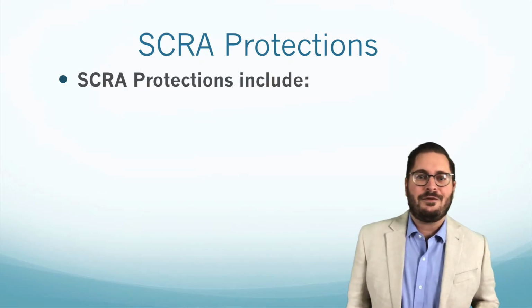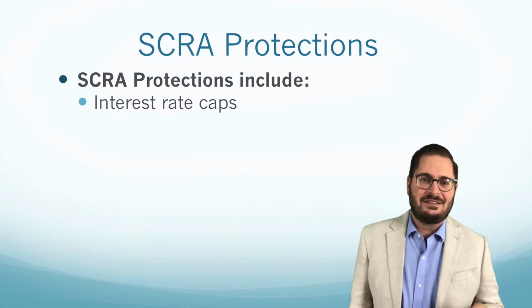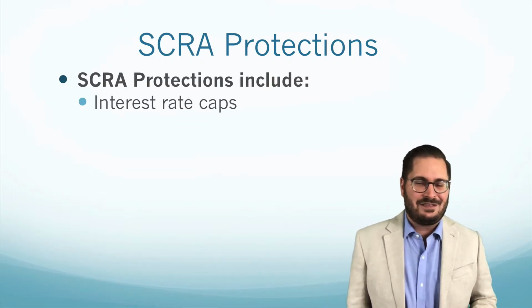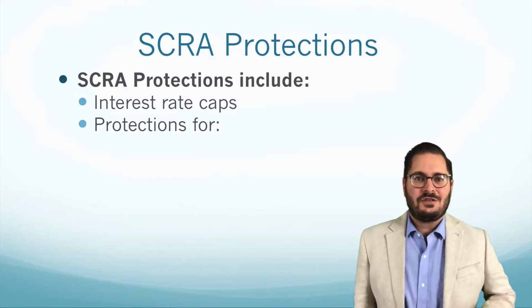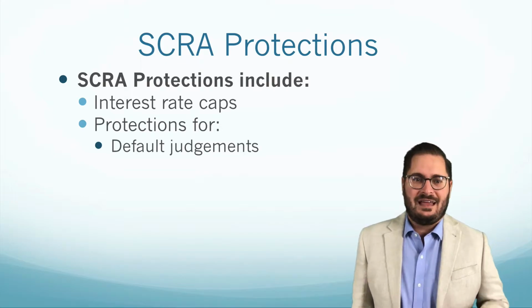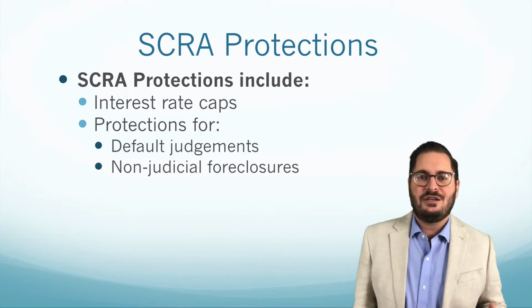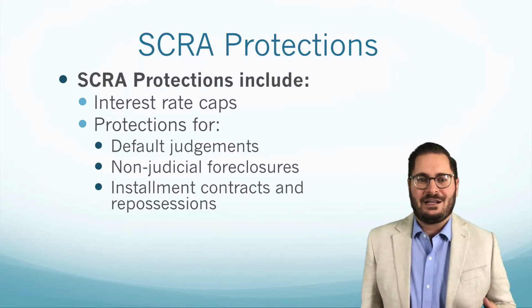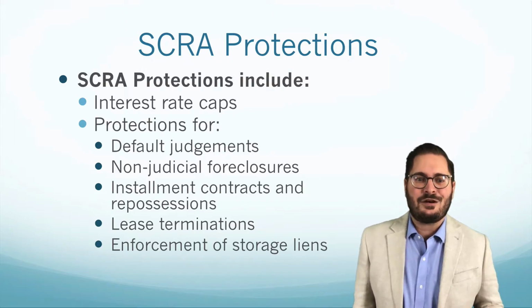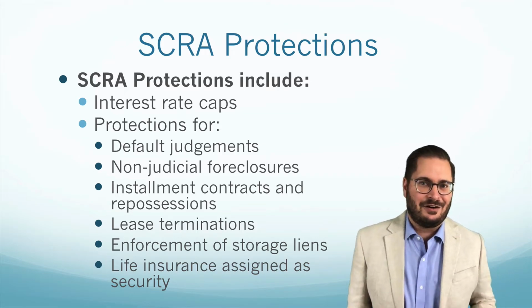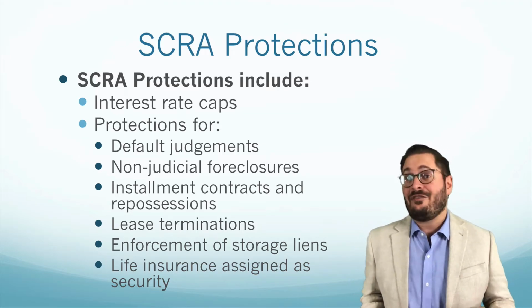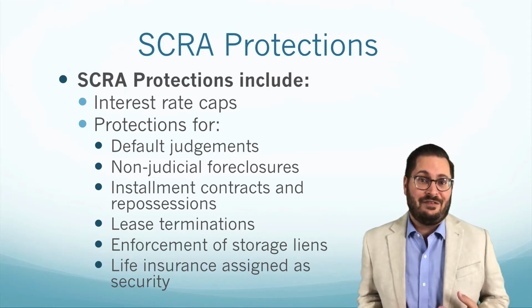First of all, SCRA protections include a number of things. They include interest rate caps, typically at 6%. Now, there are protections also under the SCRA for a number of things like default judgments, non-judicial foreclosures, installment contracts and repossessions, lease terminations, enforcement of storage liens, and life insurance assigned as security. So quite a few things covered under the Service Member Civil Relief Act.